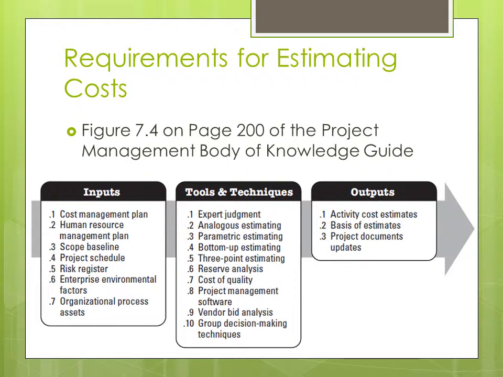You need to know how to analogous estimate, parametric estimate, bottom-up estimating, three-point estimating, then reserve analysis, cost of quality, project management software, vendor bid analysis, and of course group decision making techniques. These are all fundamentals required to use with the inputs. And then the outputs should be activity cost estimates, basis of estimates, and project document updates with all the now verified estimated costs for the project.